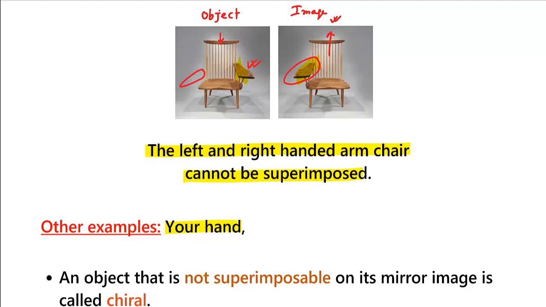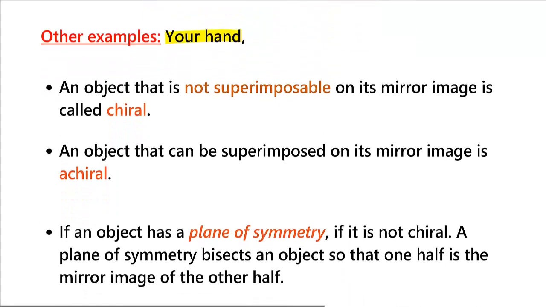So in short, I can say an object that does not have any kind of symmetry is not going to superimpose. This means object and image will be different, they will not be the same, they are not superimposable, and such an object is called a chiral object. So an object that is not superimposable on its mirror image is called chiral. Chiral is a general term. When an object and image are not superimposable, I will call this object a chiral object.